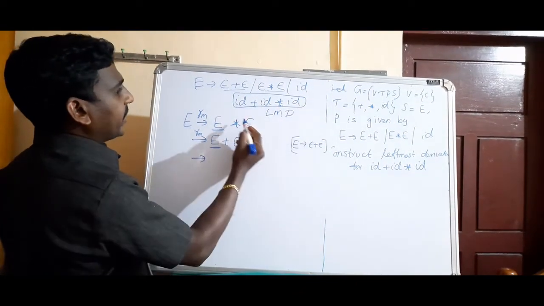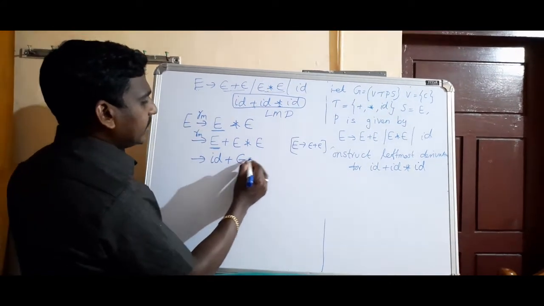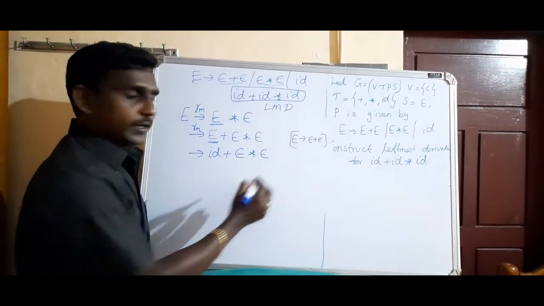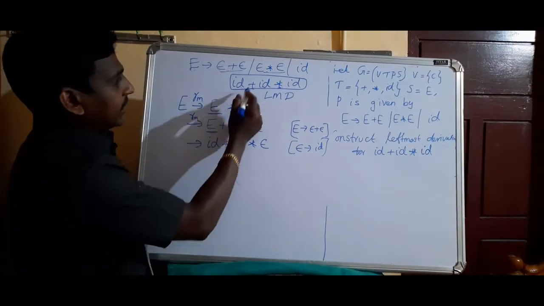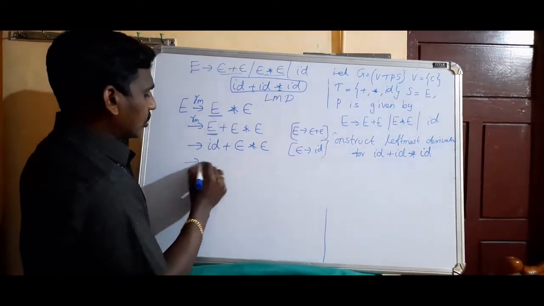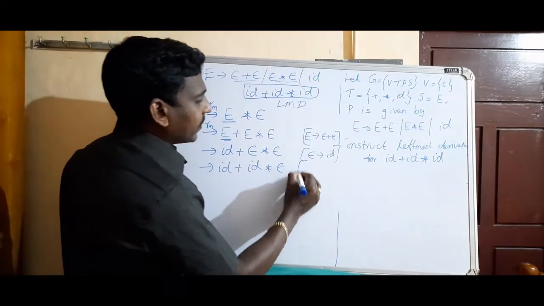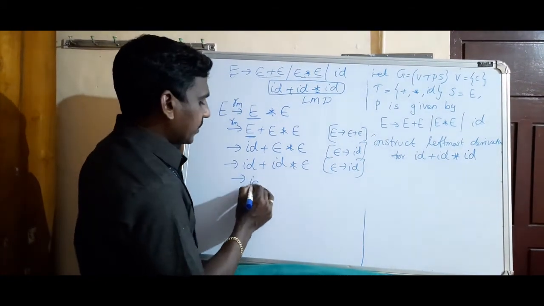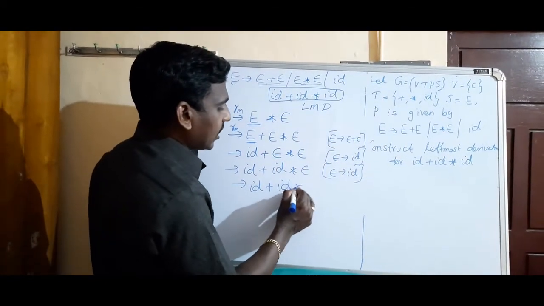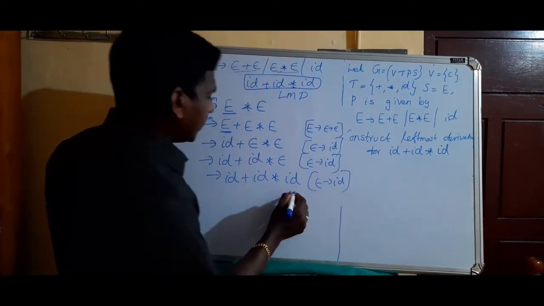So this format I got. Again E tends to ID I can apply. So ID plus E star E. Clear? So now E tends to ID, I applied. Again this I got, plus also I got. For this also I am going to apply ID star E. E tends to ID. And simply this also I am going to apply ID. So ID star ID. Now E tends to ID. So I got the answer.